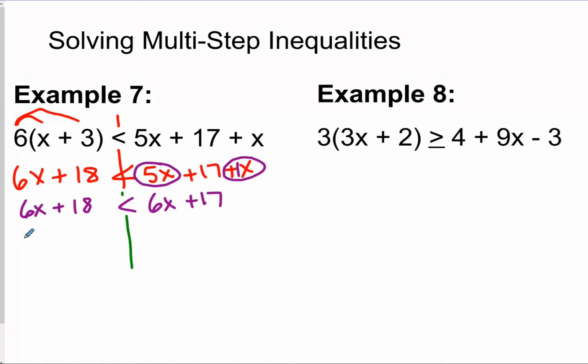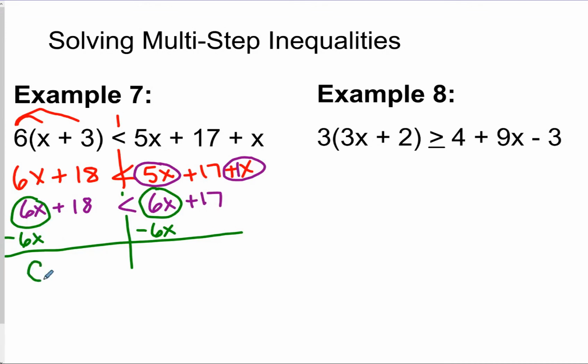Next, we're going to check if we have like terms on opposite sides of the inequality. We notice that we have a 6x and a 6x. So when they're on opposite sides, we're going to do the inverse. Same side combine, opposite inverse. So the inverse of positive 6x is negative 6x. So I'm going to subtract 6x from both sides. 6x minus 6x gives me 0. I drop down everything else.